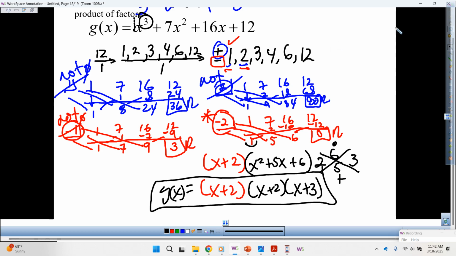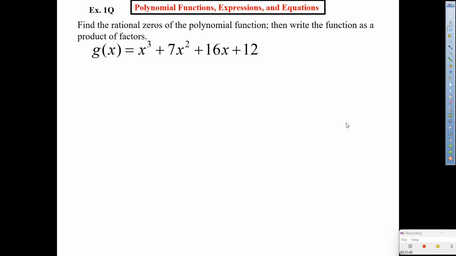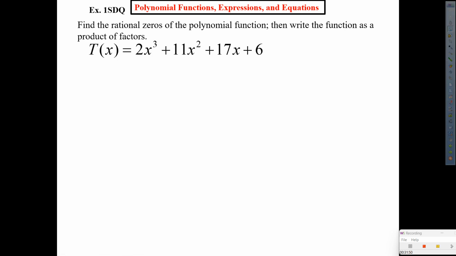All right, I want to give you one that's a little bit more robust than that. Let's go with this one. Copy this one. Example 1, super duper cube. Function t of x equals 2x cubed plus 11x squared plus 17x plus 6.